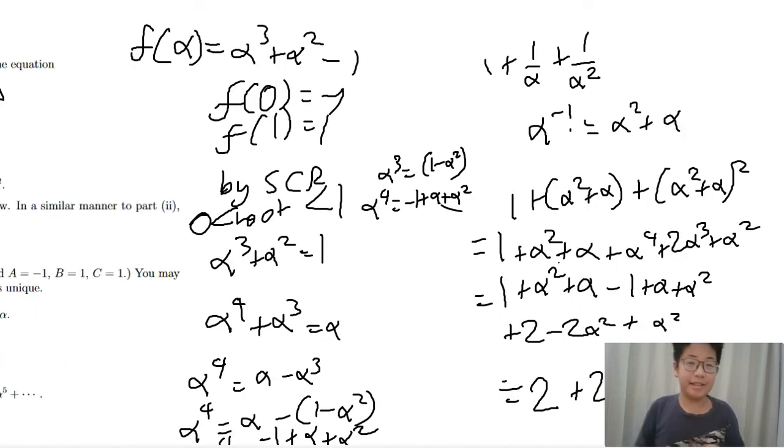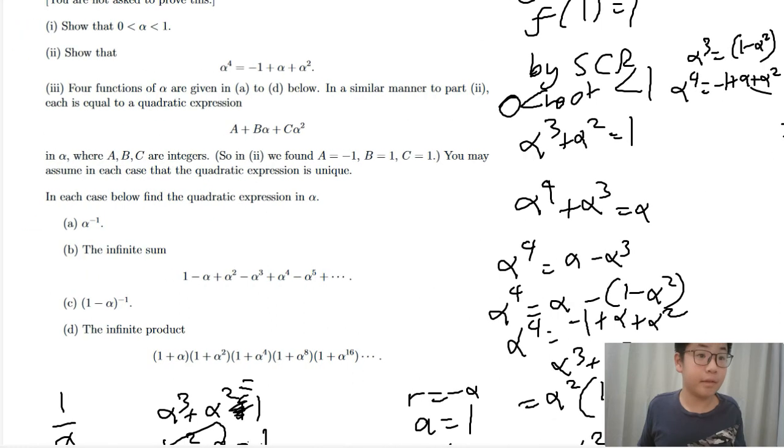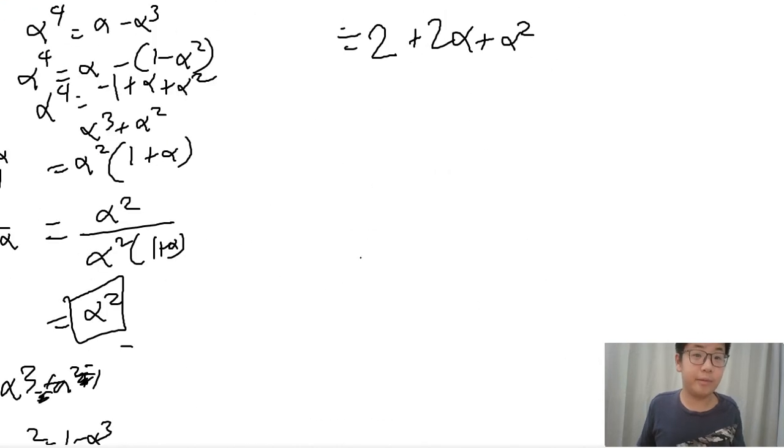Okay, now what's the last question? The last question we have is this: 1 plus alpha, 1 plus alpha squared, 1 plus alpha to the 4, 1 plus alpha to the 8, and so on. So let's write this down. Let's call it P for product.